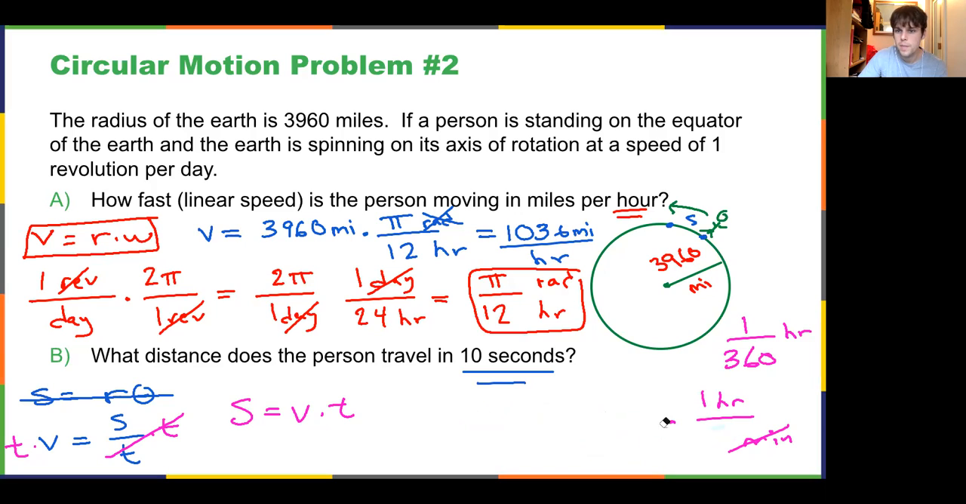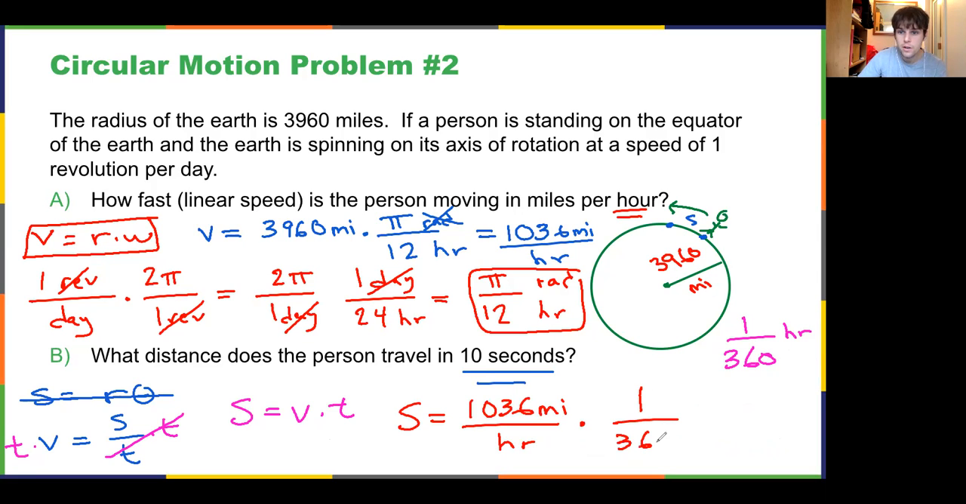Apologize for the lack of space. All right, so now we can go about doing this problem. I had to synthesize the units, make sure they were in the same units, miles per hour and hours, to make this work. So next, let's actually solve the problem. So S, my arc length, is equal to my speed, which we just calculated, of 1,036 miles per hour. And we are only going to be traveling for 1/360th of an hour.